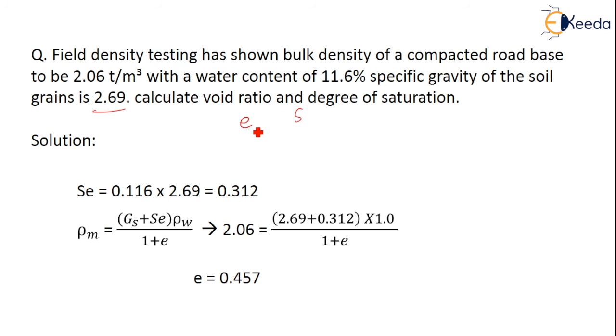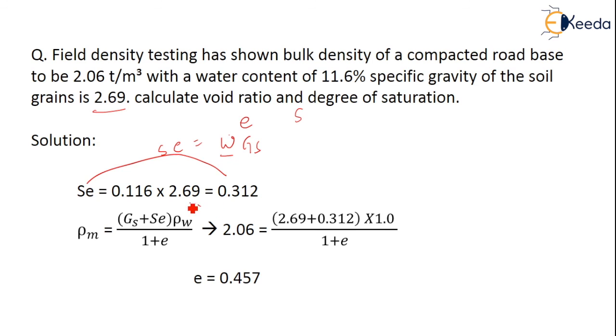Yes, what we know is that Se is equal to w into Gs, nothing but the 2.69. We know this relationship. Just substitute. Se is equal to w, where w is given as 11.6, so by 100 it is 0.116, into Gs. Gs is taken as 2.69. We get the value of Se as 0.312.